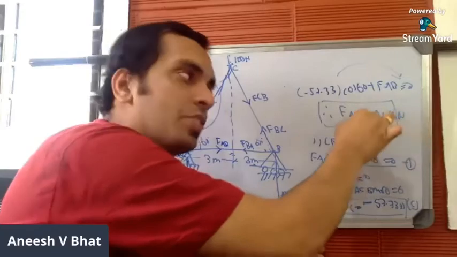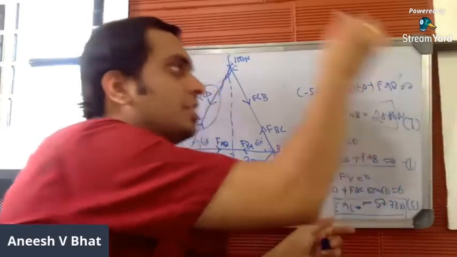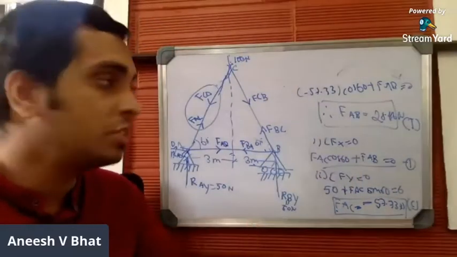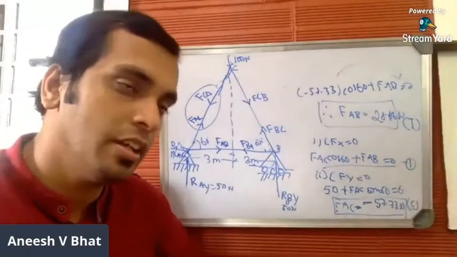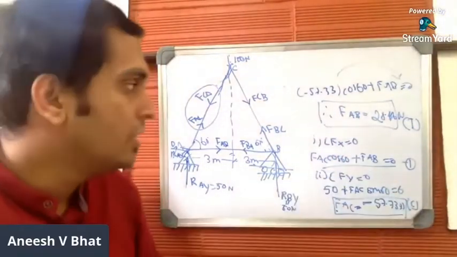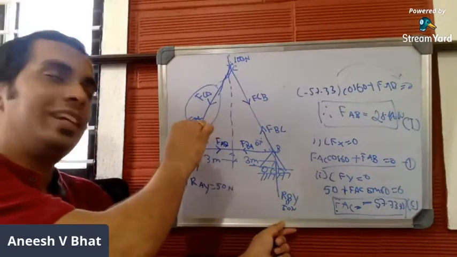28.86. Here our assumption is right. It is a positive answer, so it is tensile. Write T in the bracket. If you get a positive answer, write it as T. If you get a negative answer, mark it as C. Now we got the value of FAC. FAC is equal to FCA.